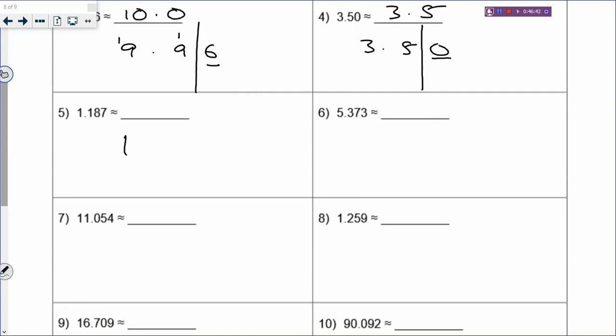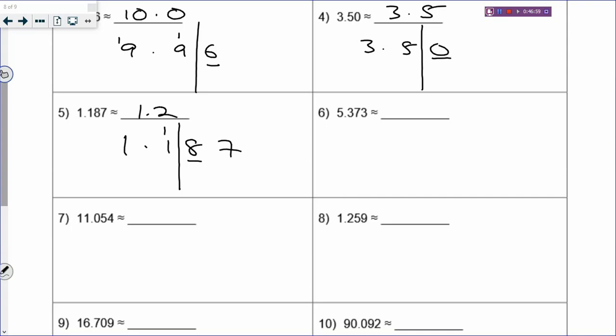How about 1.187? How do you draw the line to show one decimal place? Like this. And which digit do you look at? You look at the one nearest the line that you draw. Is it 5 and bigger? Yes, add 1. So 1.2.